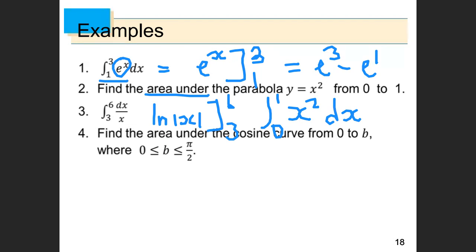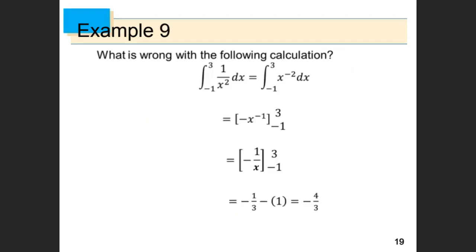All right. And then find the area under the cosine curve from 0 to b, where they say b lies between 0 and pi over 2. Again, it's just the integral from 0 to pi over 2 of your cosine function. Very easy. All right. And you know that the antiderivative of cos is just sine. Why? Because if you differentiate sine, you just get cos. So it will just be sine of x evaluated from 0 to pi over 2. So you see, it's very straightforward and easy.